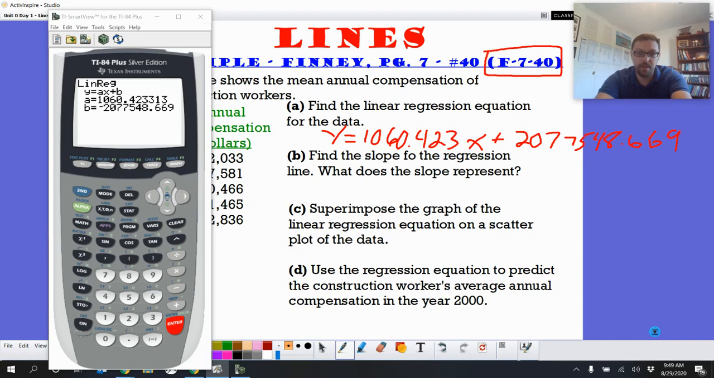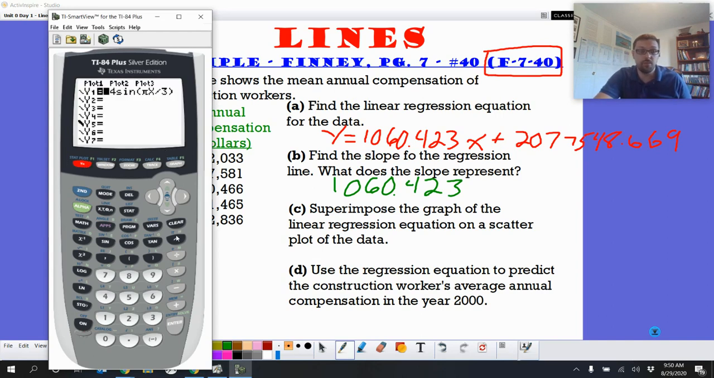All right. Find the slope of the regression line. What's the slope? It's going to be that first number there. So that's 1060.423. Now, if we wanted to actually graph this thing, we could type it into our graph.